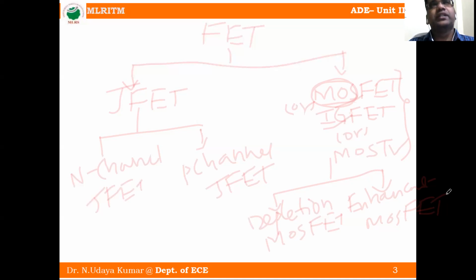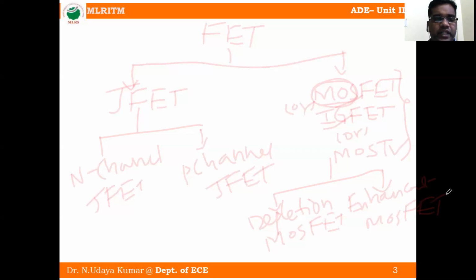Actually, the BJT transistor is a current control device. Here FET is a voltage control device. Why? Because the output current is controlled by varying the input voltage. That's why FET is a voltage control device.